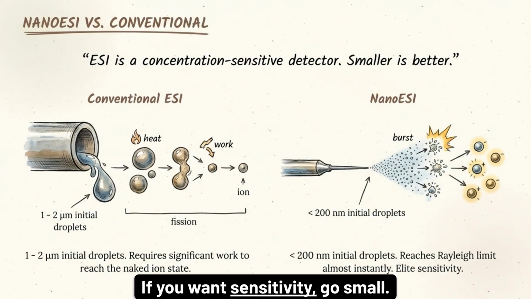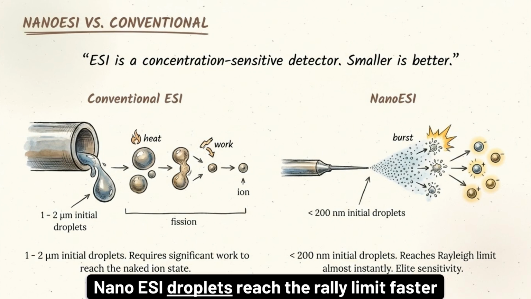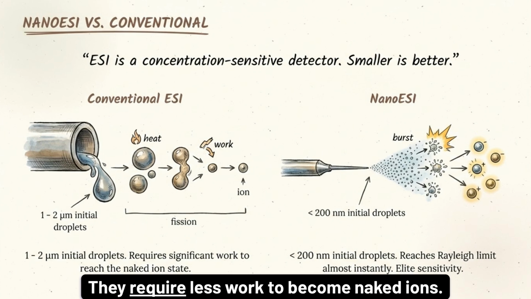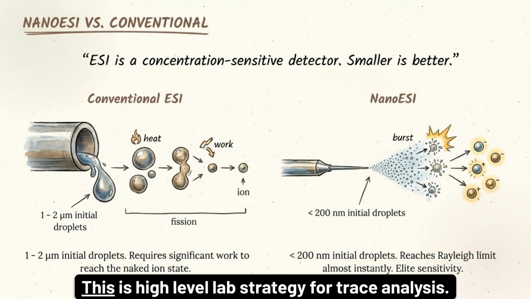If you want sensitivity, go small. Nano ESI droplets reach the Rayleigh limit faster because they are already 10x smaller. They require less work to become naked ions. This is high-level lab strategy for trace analysis.